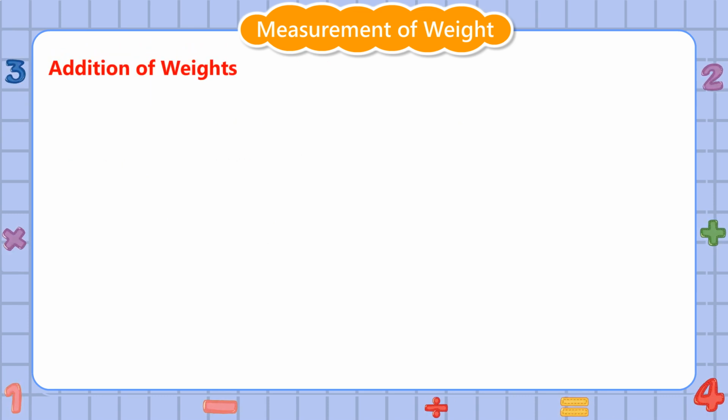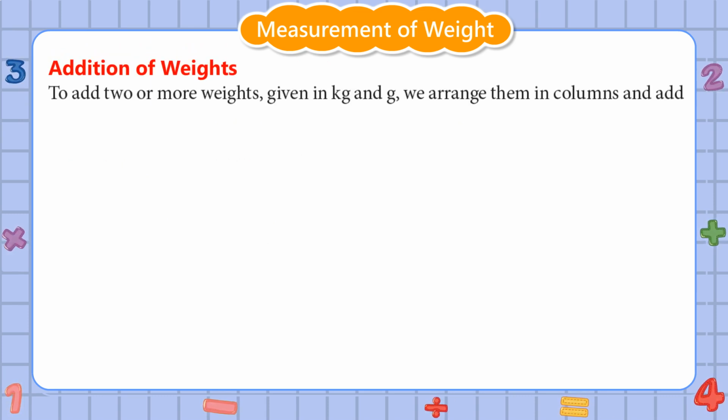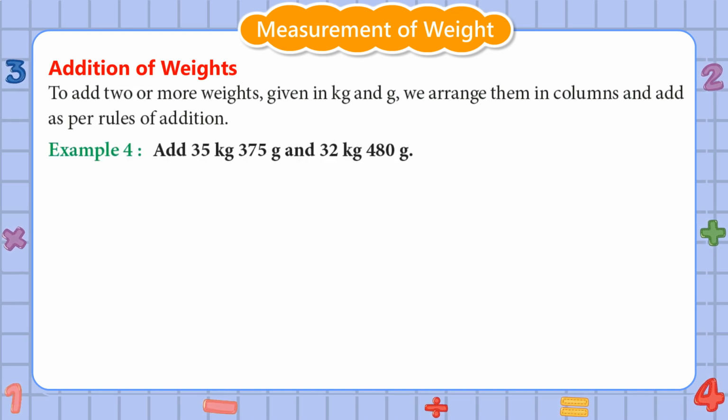Addition of weights. To add 2 or more weights given in kilogram and gram, we arrange them in columns and add as per rules of addition. Example 4. Add 35 kilograms 375 grams and 32 kilograms 480 grams.